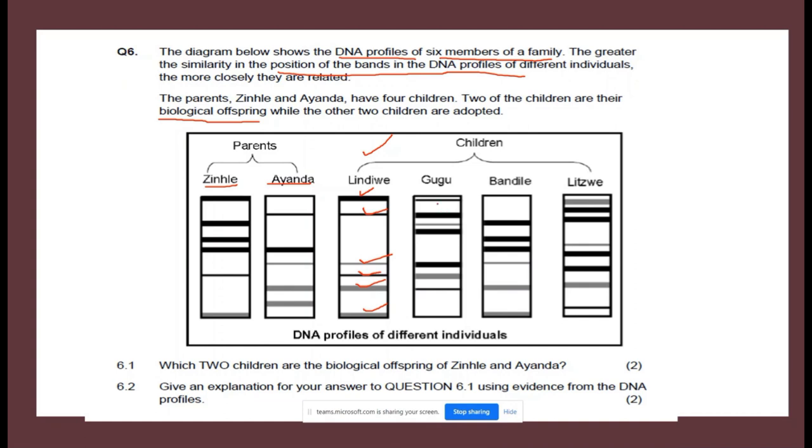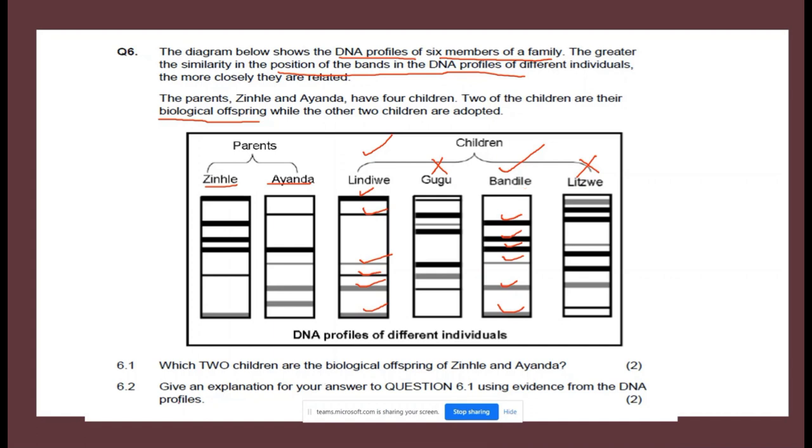Let's look at Gugu. That doesn't match. That doesn't match. None of the bands match, so Gugu cannot be a biological child. Let's look at Bandile. There's a match there with Zinle. There's another match there with Zinle. That one matches Ayanda. That one matches Ayanda. And that one matches Zinle. So Bandile is a child. So we said only 2 biological children, which is Lindiwe and Bandile. I hope that makes sense.